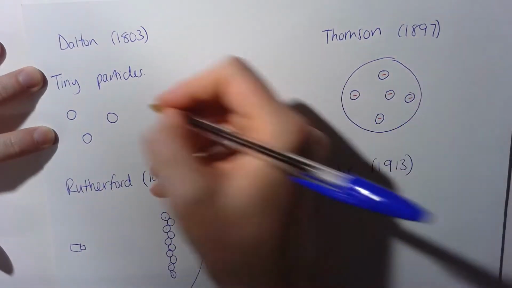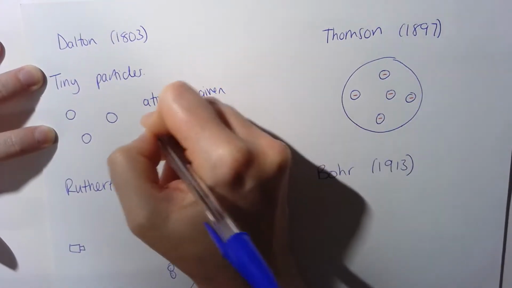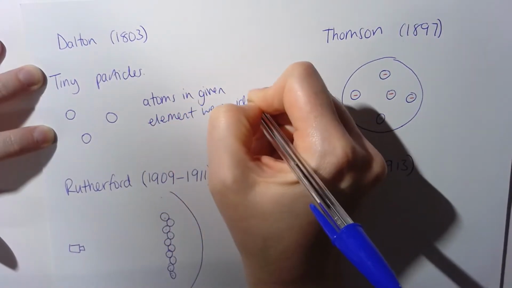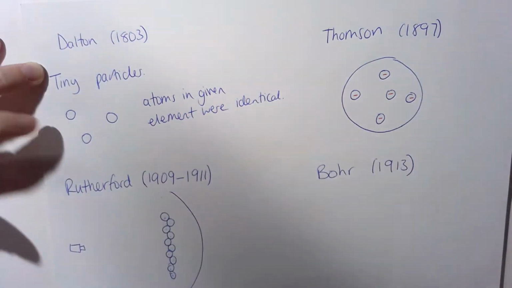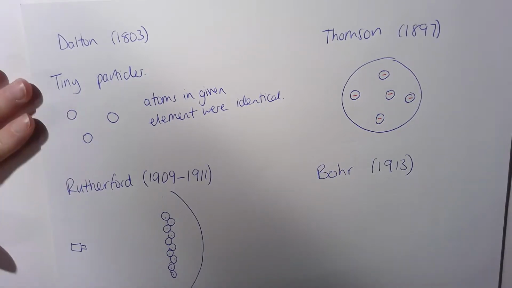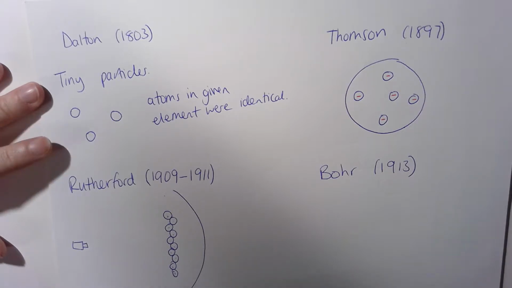Any atoms in a given element were identical to each other, which is something we still think today. So elements in the periodic table contain atoms that are the same. He also thought that atoms of different elements were different, something else that we still believe today. And then he also thought that during chemical reactions, atoms rearrange themselves to make something different. So his three main ideas are actually something we still think of today.